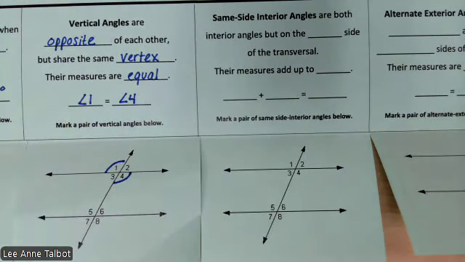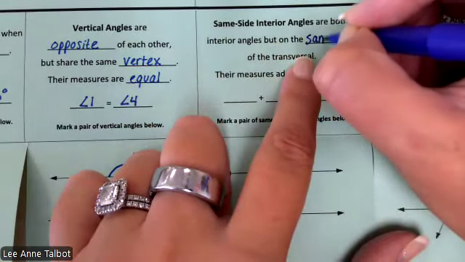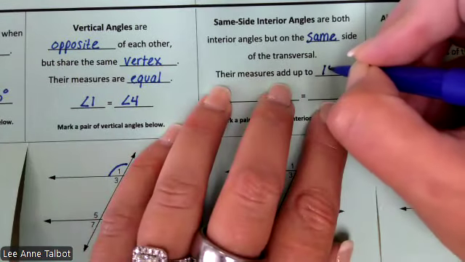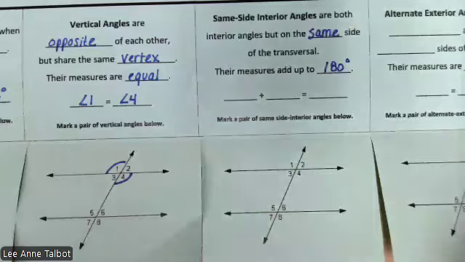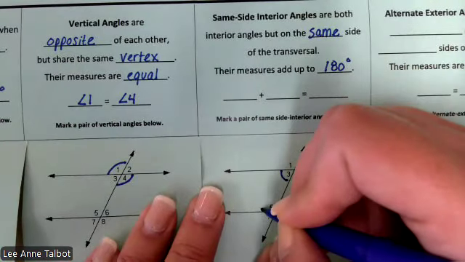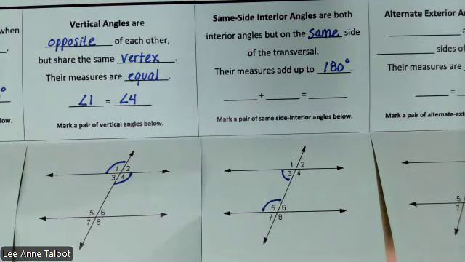Okay, same side interior angles are both interior angles, but on the same side of the transversal. Their measures add up to 180. Let's do 3 and 5. Same side interiors.